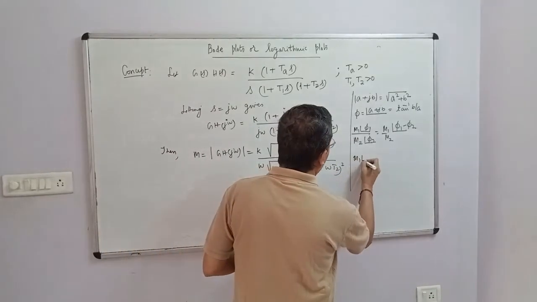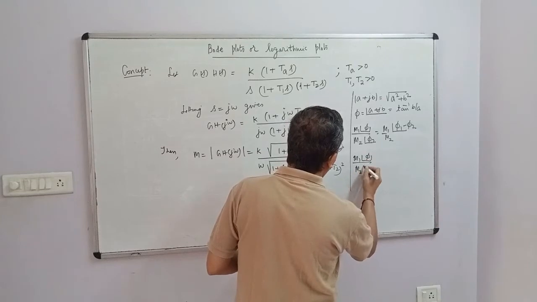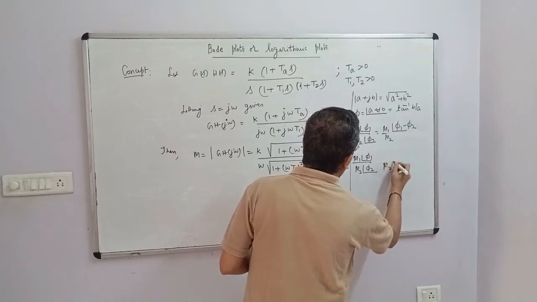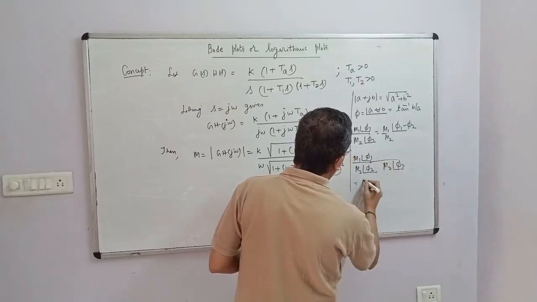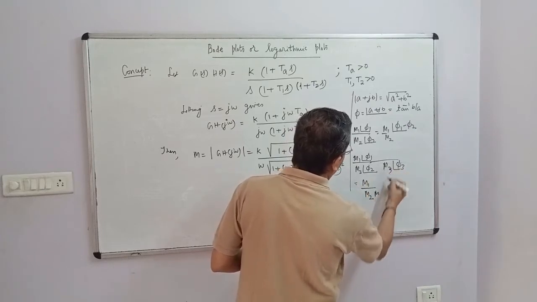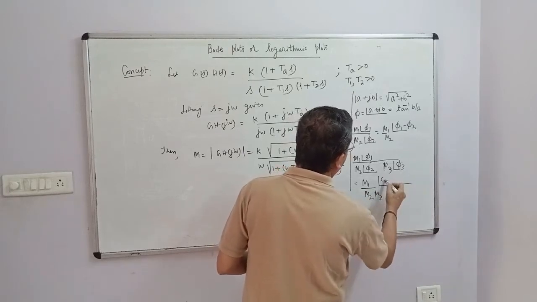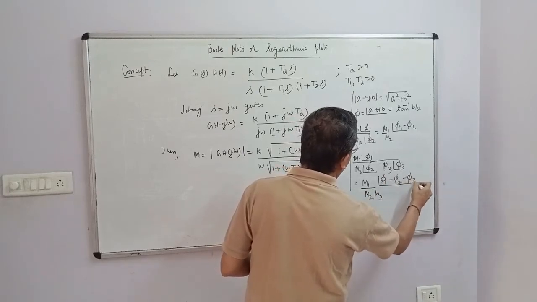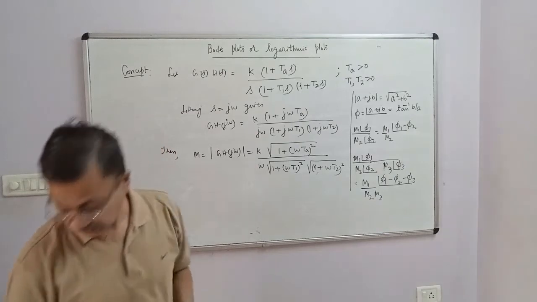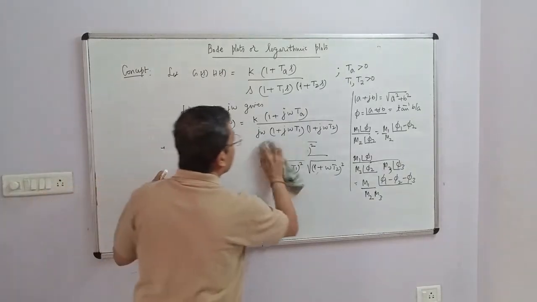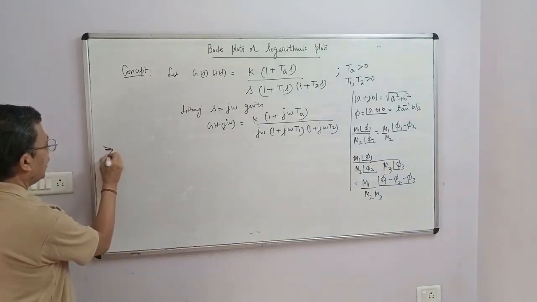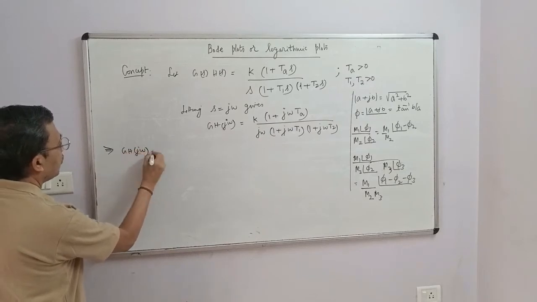If you have M1 at an angle phi 1 divided by M2 at an angle phi 2 into M3 at an angle phi 3, then multiply the magnitudes, M1 into 1 by M2 into 1 by M3, and add the angles, phi 1 minus phi 2 minus phi 3. These are all the basics of mathematics. So what I will do is, I will simplify this further.